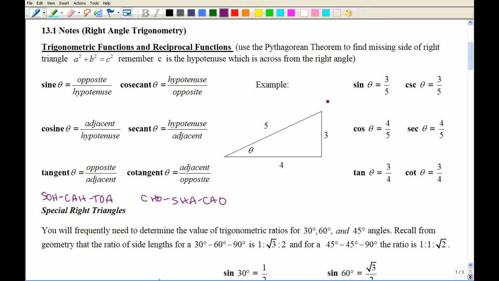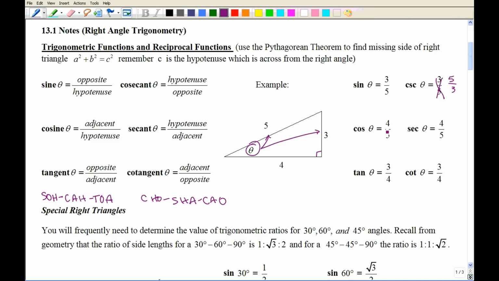Alright, so we have this 3, 4, 5 triangle, and we've got all 6 of our trig functions on the right-hand side. So sine of theta. Theta is right there. Sine is opposite over hypotenuse, so that would be 3 divided by our hypotenuse, which is 5. Hypotenuse is always opposite from our right angle. So if sine of theta is 3/5, the cosecant is supposed to be the reciprocal. This is a mistake right here. That should be 5/3. That wouldn't make sense if it was the same thing as sine.